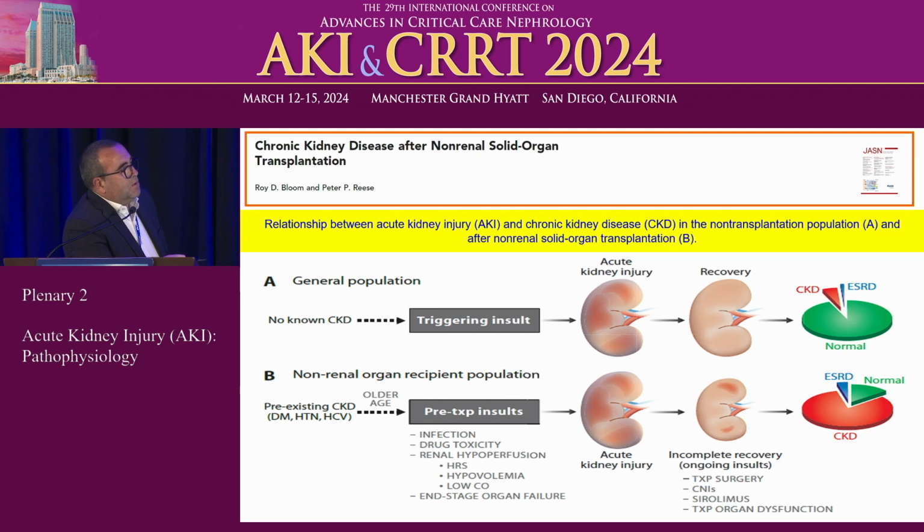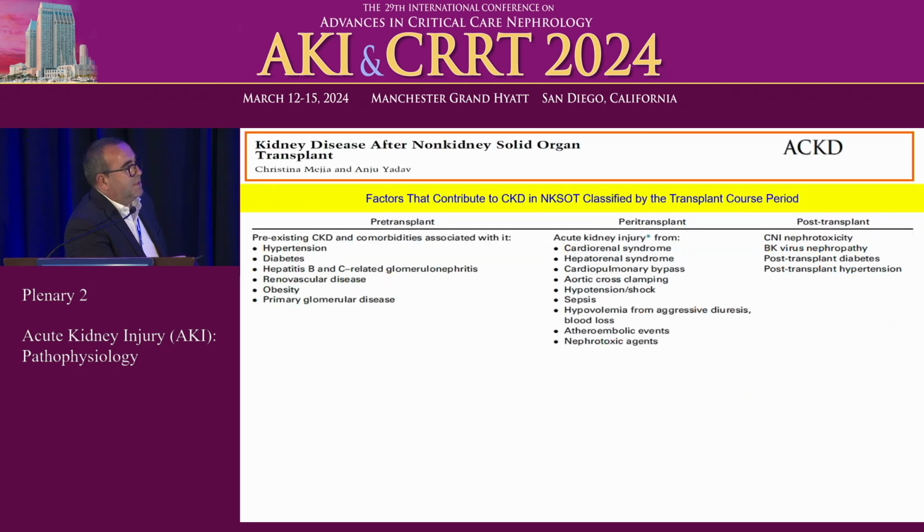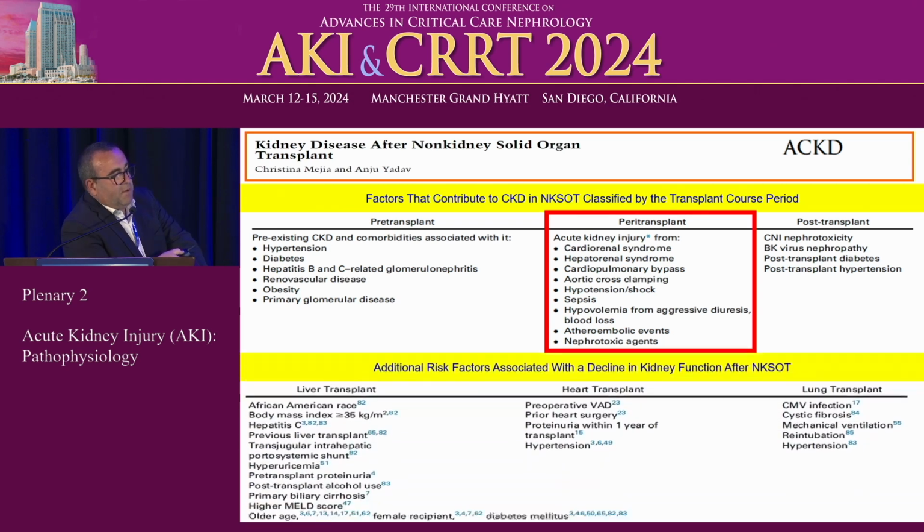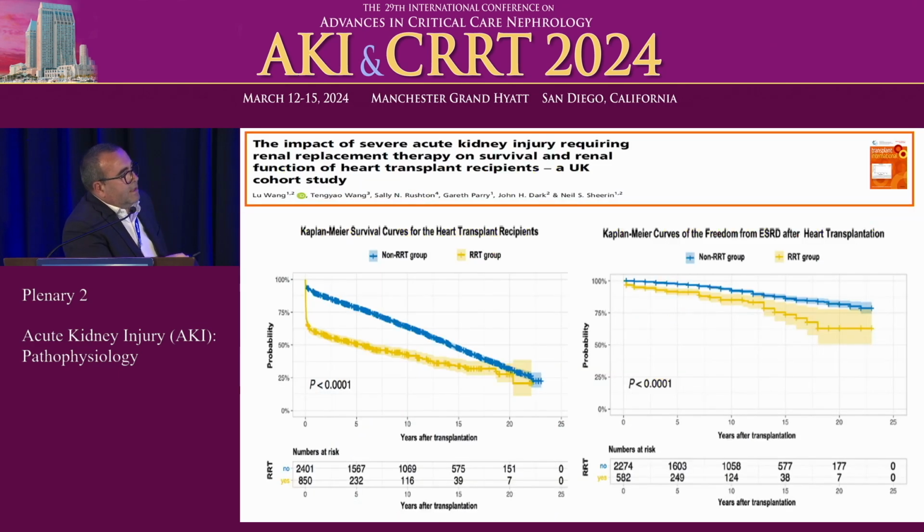Also, if you consider what happens in non-transplanted patients, obviously we know that AKI is a risk factor for CKD progression. But look at what happens in transplant patients, because we can have pre-transplant insults such as infection, drug toxicity, hypovolemia, end-stage organ failure. So the percentage of patients going toward end-stage renal disease is significantly increased with respect to non-transplanted patients. And so we can say that AKI in the peri-transplant period is a risk factor for all the non-renal solid organ transplant recipients. And we also have some specific risk factors if you look at liver, heart, or lung transplant.